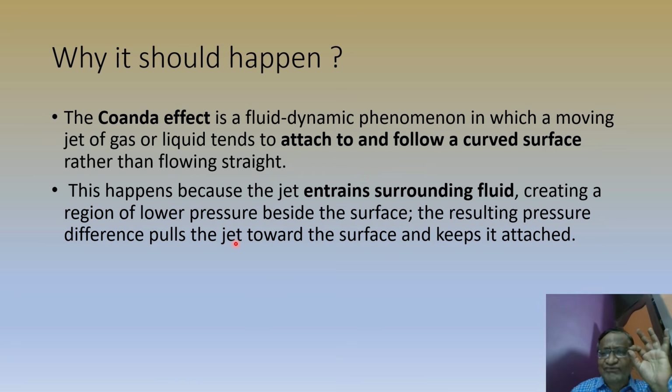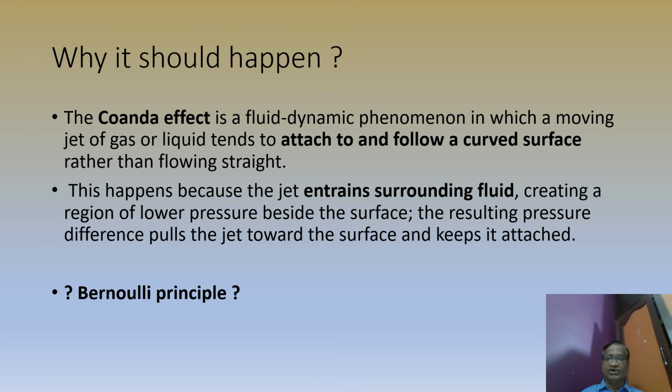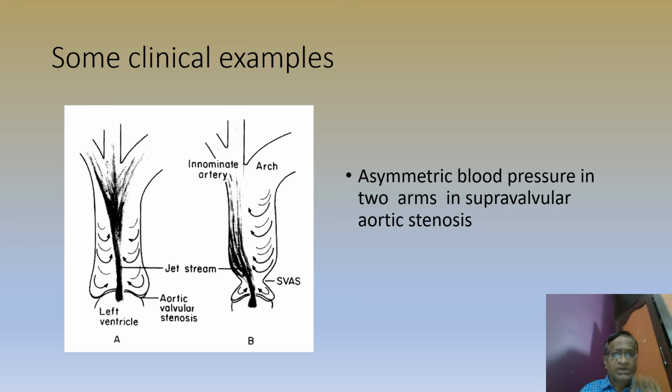The Coanda effect is a fluid dynamic phenomenon in which a moving jet tends to attach to and follow a curved surface rather than flying off. This happens because the jet also entrains surrounding fluid, creating a lower pressure beside the surface. This pressure difference pulls the jet towards the surface. So maybe some part of Bernoulli's principle we can see, as in the previous videos. I can give very simple clinical examples.